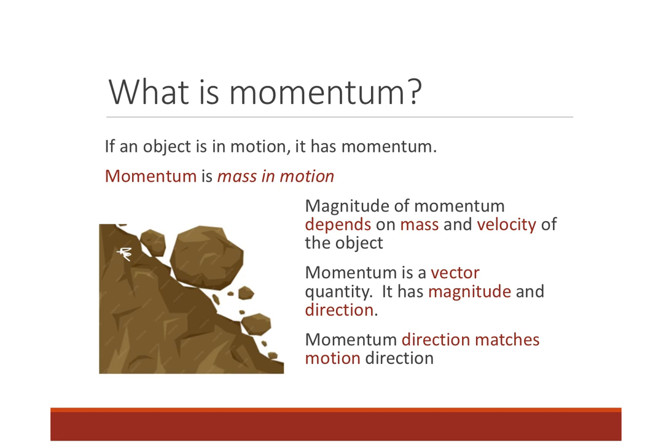So if an object is in motion, it has momentum. This is a property of an object that is moving. We can think about momentum as being mass in motion. The magnitude, or the amount of momentum, is going to depend on the mass of the object and the velocity of the object. Because momentum is a vector quantity, it's going to have both magnitude and a direction, and the direction is always going to match the direction of the motion. So it doesn't have one time with the motion and one time against, like we see with acceleration, but momentum is always going to be in the same direction as the motion.